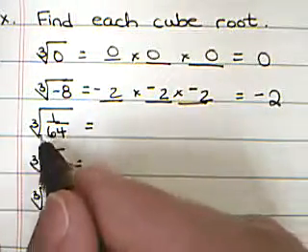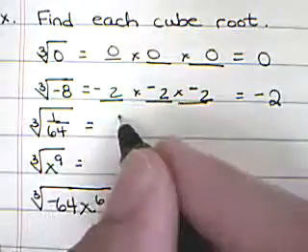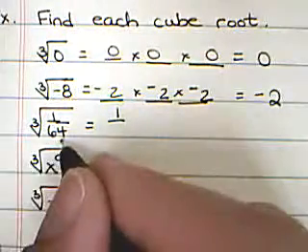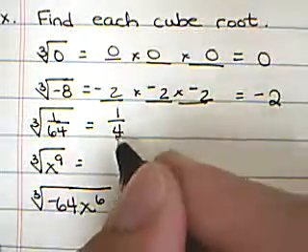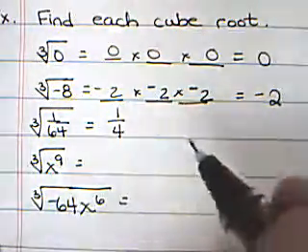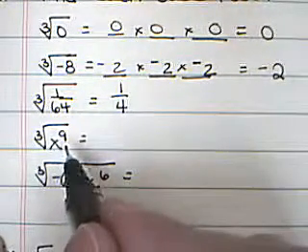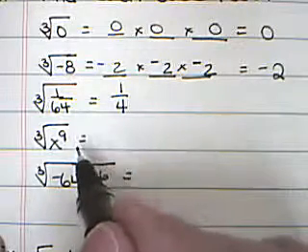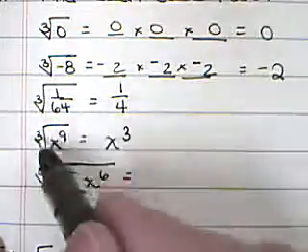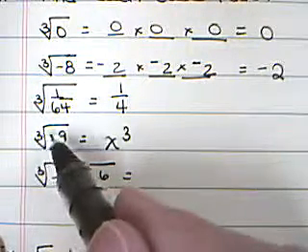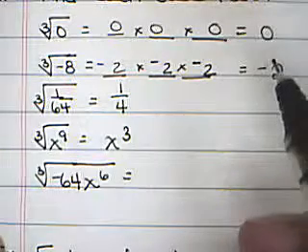Fractions are the same as with square roots. Take the cube root of the numerator, so what times what times what gives us 1, which is 1, and then the cube root of 64, the denominator, is 4, because 4 times 4 is 16, and 16 times 4 is 64. Again, with the variables and the exponents, you have to ask yourself what plus what plus what gives you 9. In this case, it would be 3. Or you could say, how many groups of 3 x's can I take out of x to the 9th, which would be 3 groups of x's.